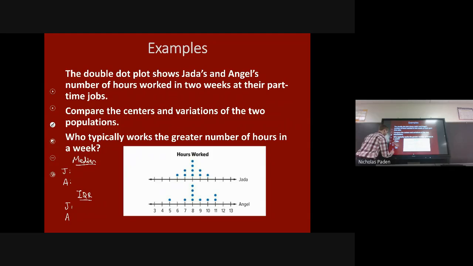So the first thing that we've got to do is find the median. And so to do that, we need to write out these numbers. So Jada has 6, 2 7s, 4 8s, 2 9s, and a 10. Okay, and then Angel, do that right here. He's got a 5, a 7, 4 8s as well.